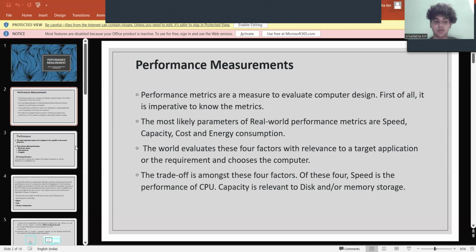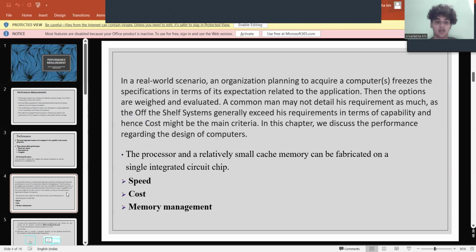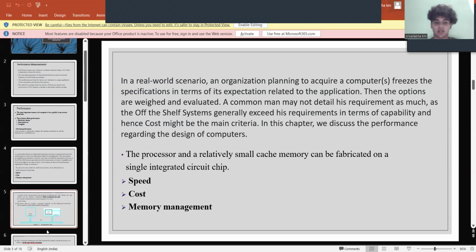It's the introduction, and for knowing performance measurements, I need to know about the performance. The most important measure of a computer is how quickly it can execute programs. That's how the performance is measured. Three factors: hardware design, instruction set, and compiler. Next, the real world scenario slide, it's nothing important.